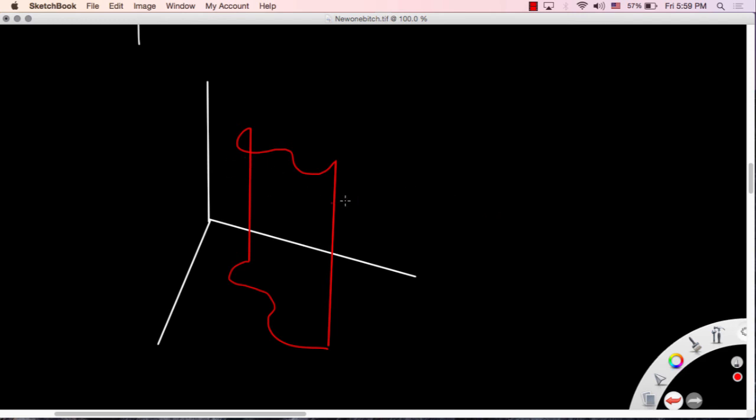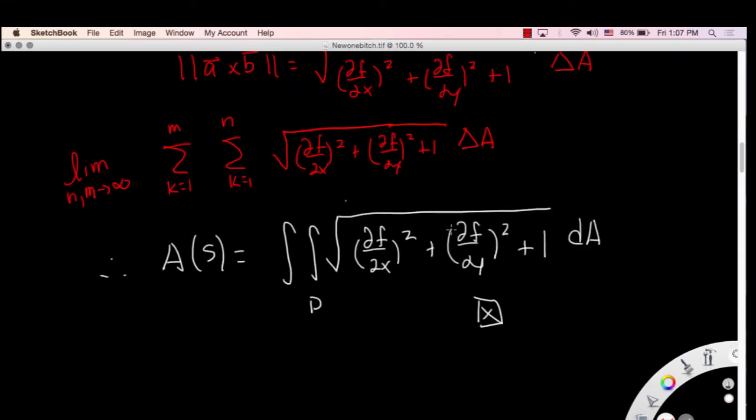And what we're interested in is the area, not length this time, but area of the single, let's say, curtain. Up next will be a couple of examples.